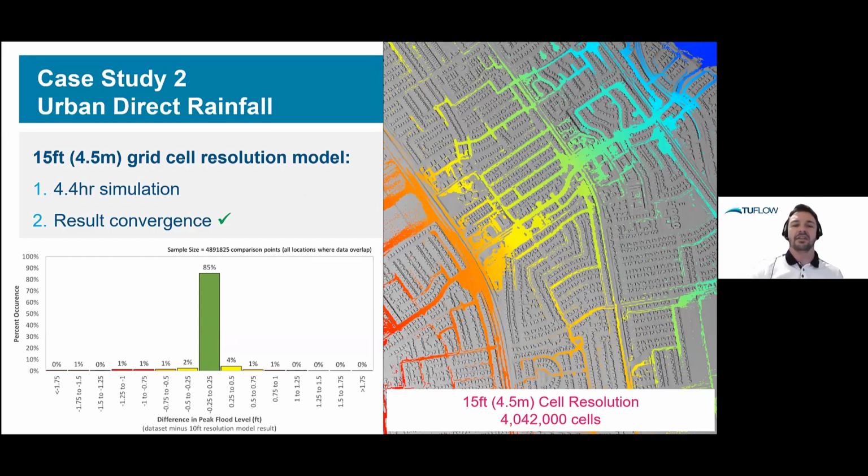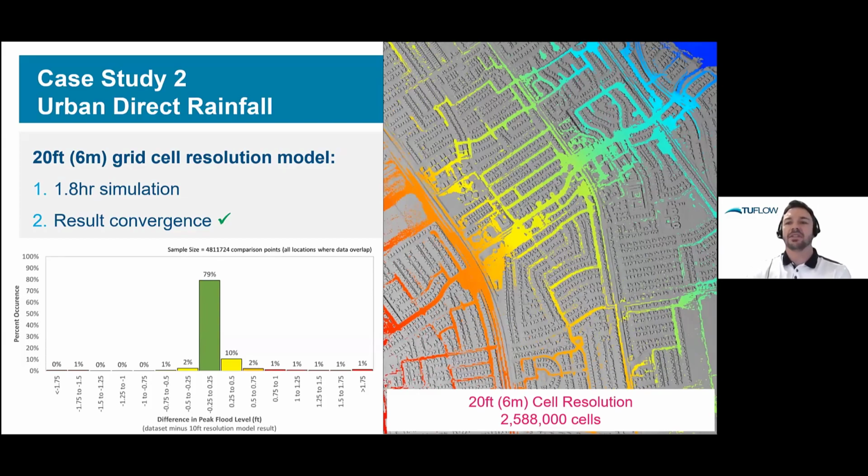And the idea here is I'm trying to achieve less than plus or minus 0.25 of a foot, so a quarter of a foot. What's that? That's, you know, in the order of plus or minus 10 centimeters. And in this situation here, moving from the 3 meter resolution to the 4.5 was able to achieve a result that conformed within that tolerance in 85% of cases. I'd say that's a converged result. I'd be happy running at the 4.5 meter resolution in this situation.